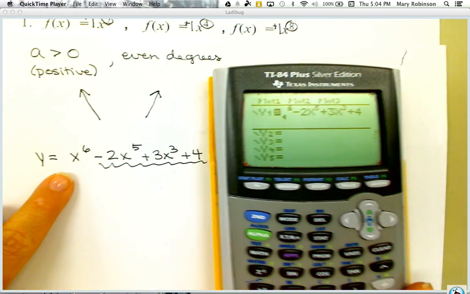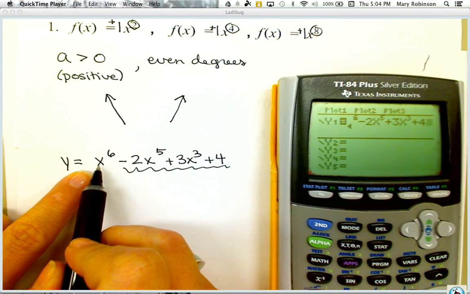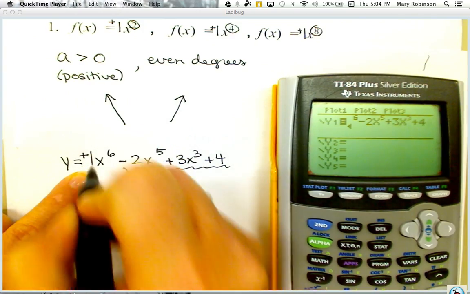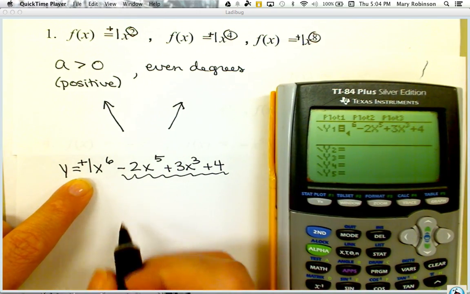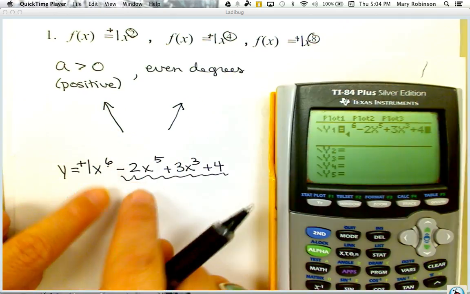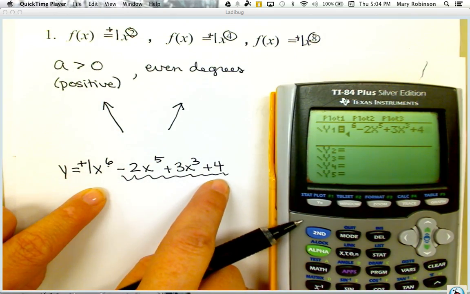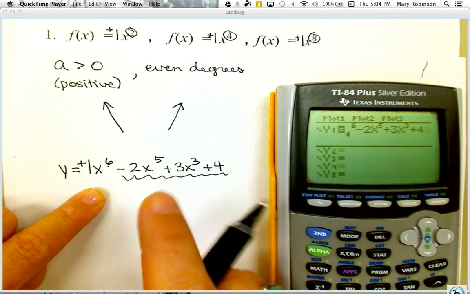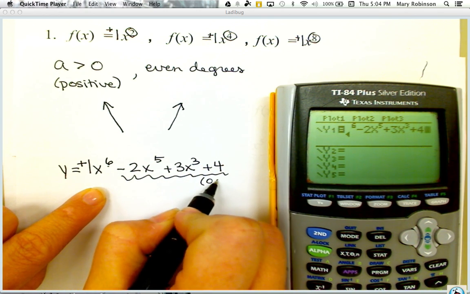There's a couple things I know. I know that because my leading coefficient is positive, understood 1 here, right? And because my degree is even, I know my ends are going to go up and up. I also know that this positive 4 is my y-intercept. And I bet if I look at my table, I'll see the ordered pair (0, 4).